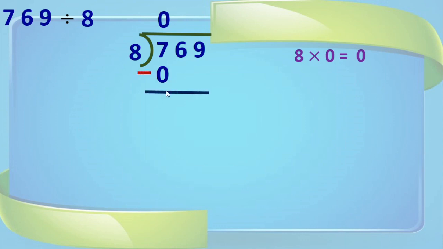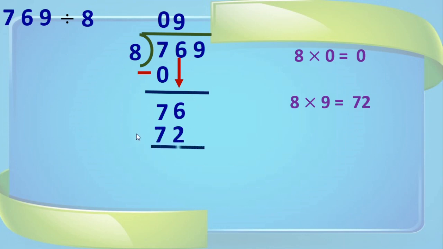Now 7 minus 0 is equal to 7. Now we will take this 6 down. So it became 76. And according to the table, 8 9s are 72. Right? So we will write 9 up in the quotient and here we will write 72.